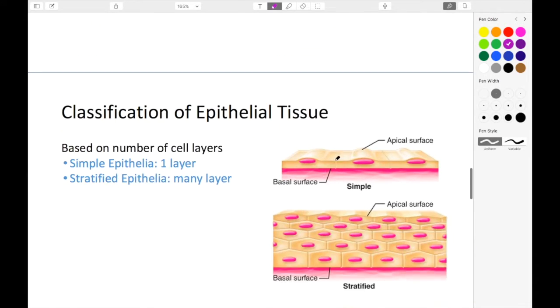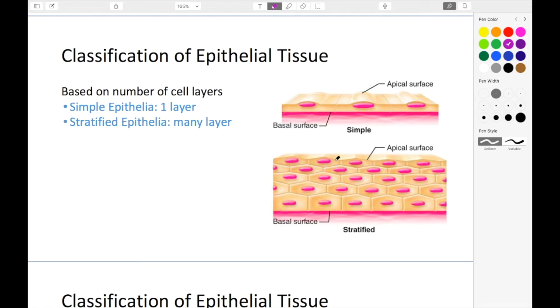Now, we can classify epithelial tissues in different ways. The first classification is based on the number of cell layers. If there is only one cell layer, then that is called simple epithelia. If there are multiple layers, that is called stratified epithelia. In simple epithelia, you have a basal surface and the nuclei are usually at the same level, at the same height. But in stratified, you may have nuclei at different levels, and you're going to have different layers. The idea here is how many layers you possess. One layer, simple epithelia; multiple layers, stratified epithelia. That's the thing you need to know.